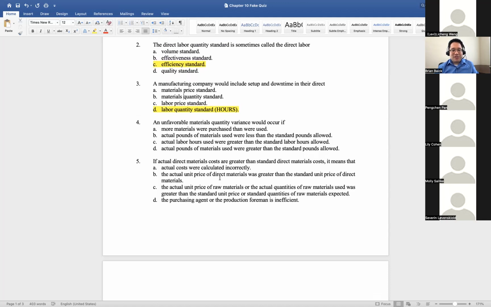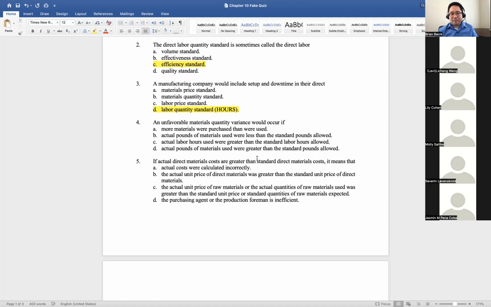All right, anybody have any questions on number 3? I have a question. Number 4. Anybody want to read number 4? How about Lily? Can you read number 4? Number 4 says an unfavorable material quantity variance would occur if... So how could we have an unfavorable material quantity variance? In other words, like you're baking cookies and you used more chocolate chips than you expected. What would be the best answer, you think?